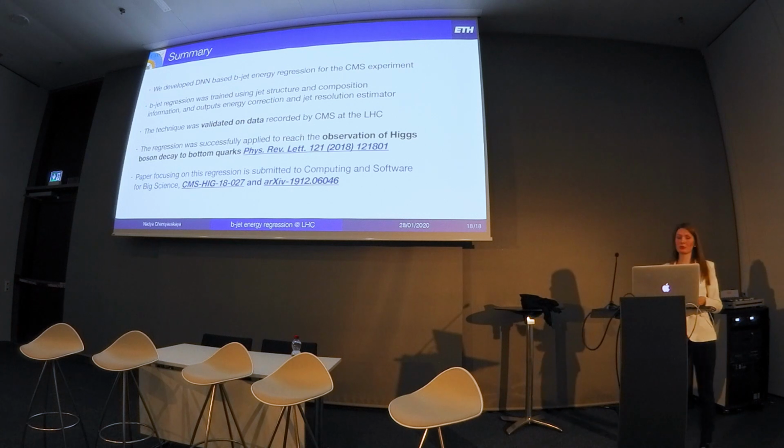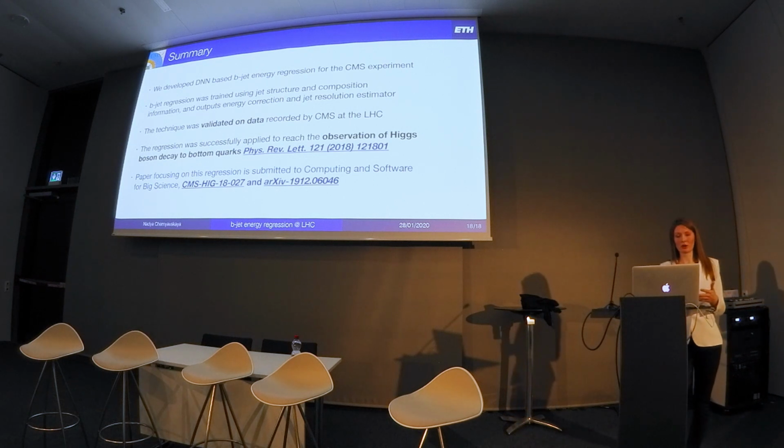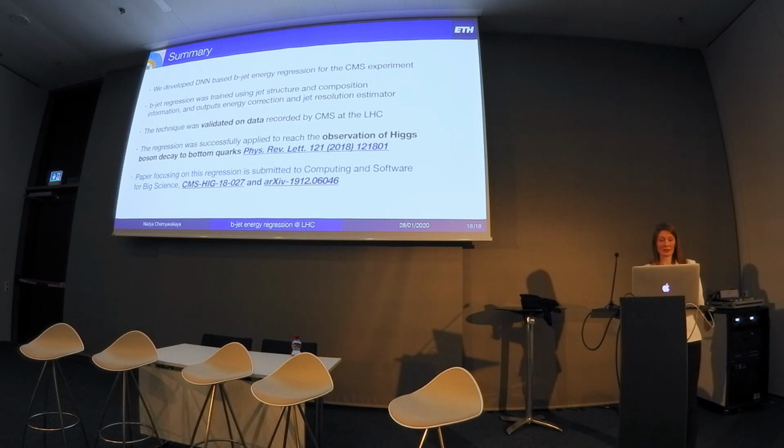And that already brings me to the summary. We developed this B-jet energy regression using a deep neural network for the CMS experiment. We trained it using jet structure and composition information, and we provide the energy correction and the resolution estimator. We validated it on data recorded by the CMS experiment at the LHC, and we already successfully applied this technique to help reach the observation of the Higgs boson.